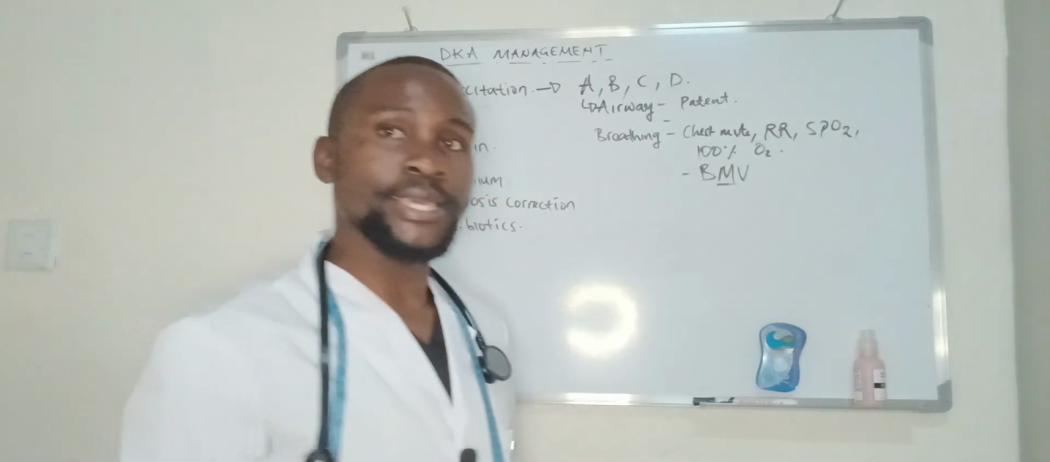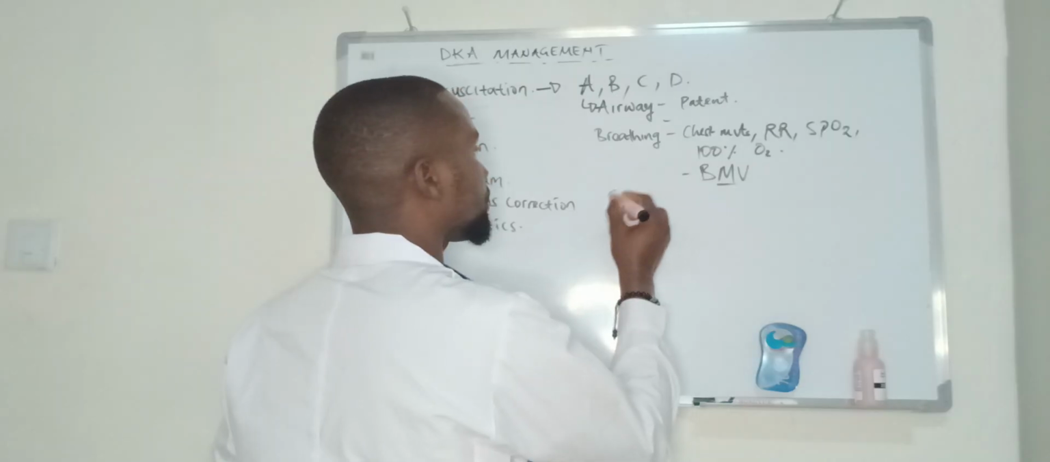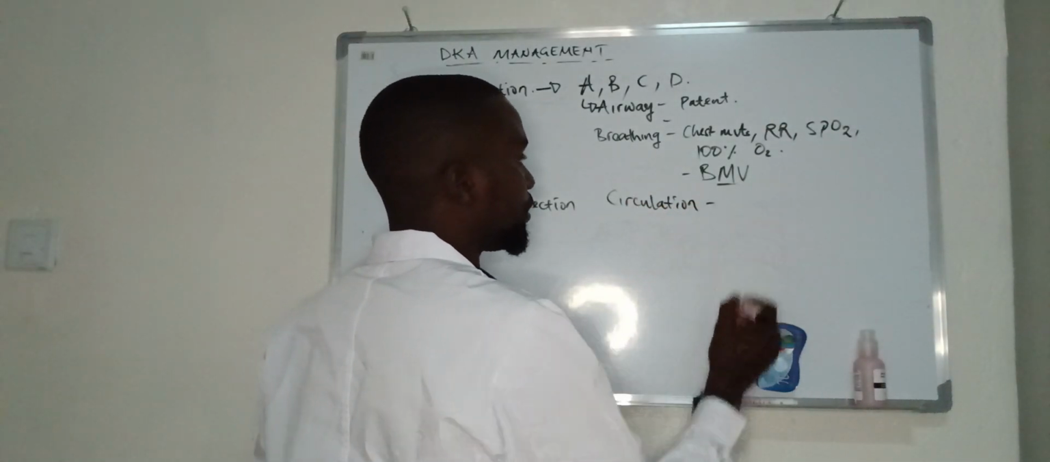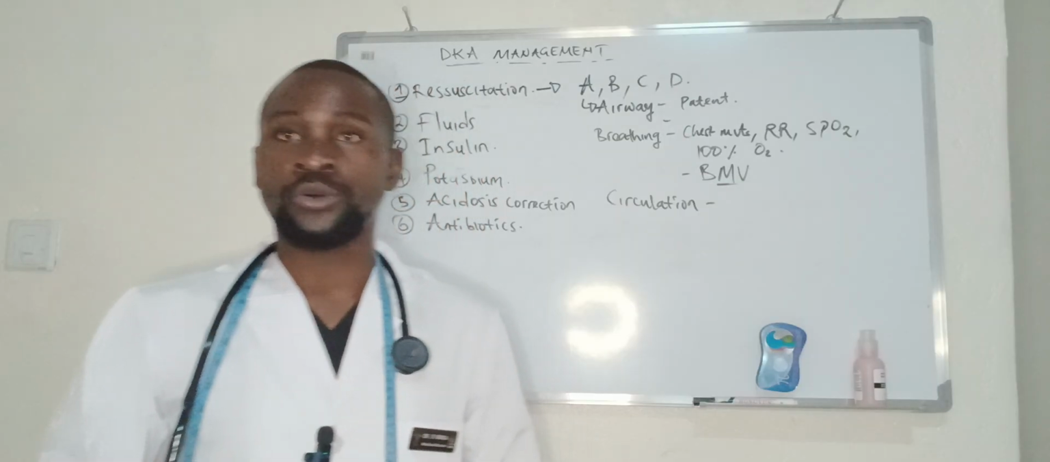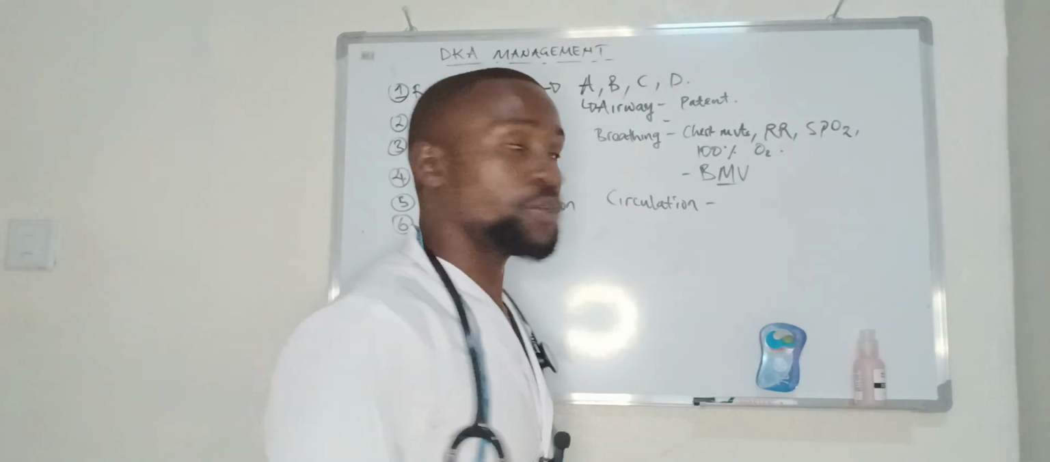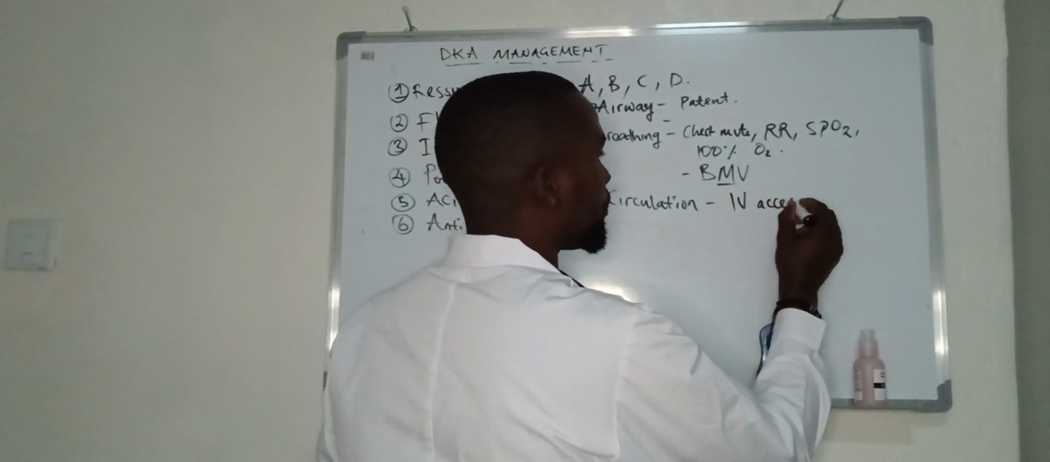Then the C is for circulation. So what do you do under circulation? You are going to double cannulate and obtain IV access.